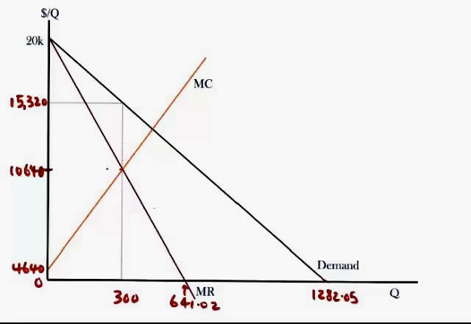And you can see that the marginal revenue is equal to the marginal cost at a quantity of 300. Project onto the demand curve, and we get a price of 15,320. I've also noted the marginal revenue, which is equal to the marginal cost at 300, and that value of marginal revenue and marginal cost is 10,640.